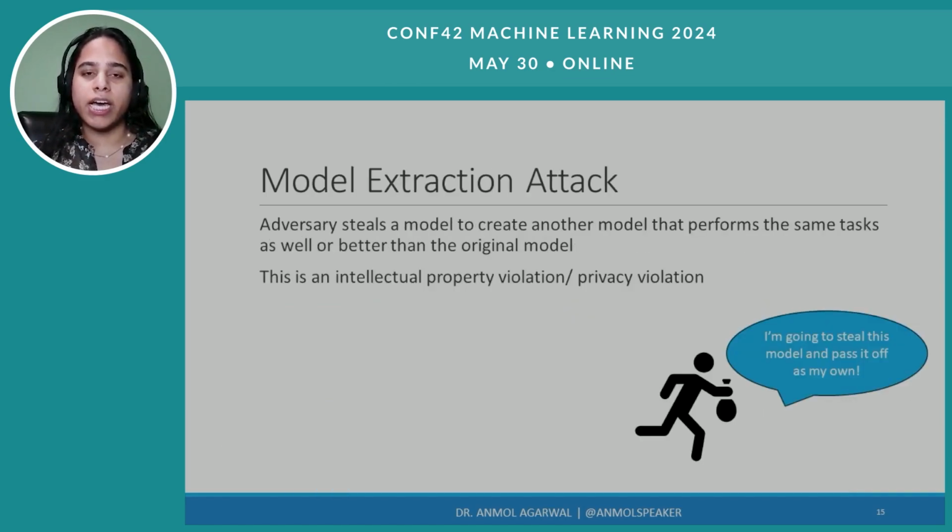The next kind of attack is a model extraction attack. This kind of attack is when an adversary is stealing a model to create another model that performs the same task better or as well as the original model. It's considered to be an intellectual property violation or a privacy violation because, first of all, if you don't want the model to be stolen, then it includes your intellectual property. It might include company trade secrets. And that's an intellectual property violation.